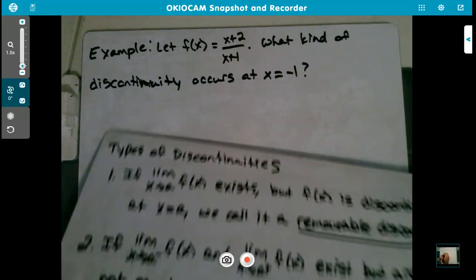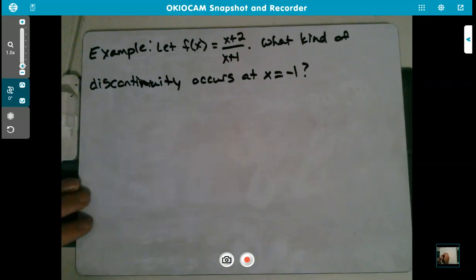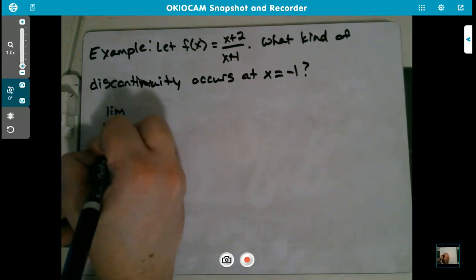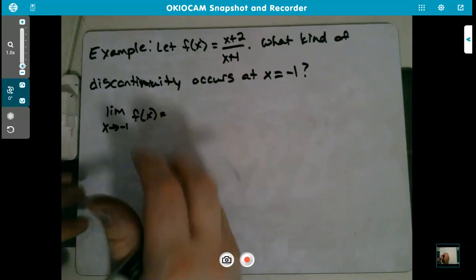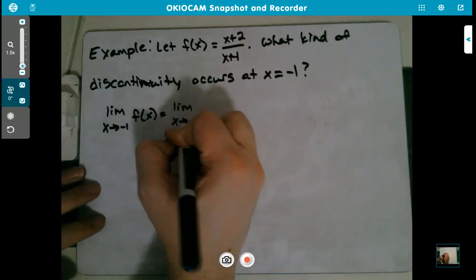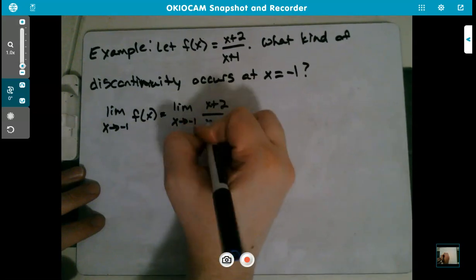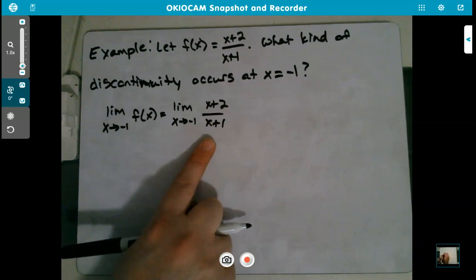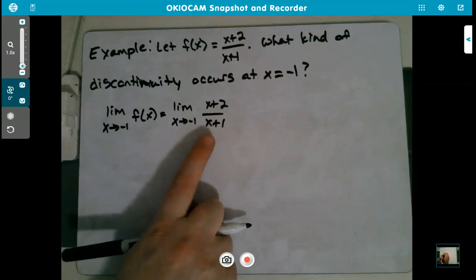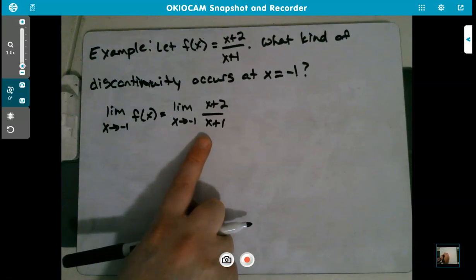So in order for it to be the first type, I would have to do the limit as x approaches negative 1. So let's see what happens whenever I do that. That's the limit as x approaches negative 1 of x plus 2 over x plus 1. Normally I would just try to plug that in, but I see that I cannot. And so then I would try to rewrite this in some way so that I could get something good, right? But as I can see here, there's nothing I can really do. There's nothing to factor out. There's nothing to cancel out. There's nothing I can do there to help me out.